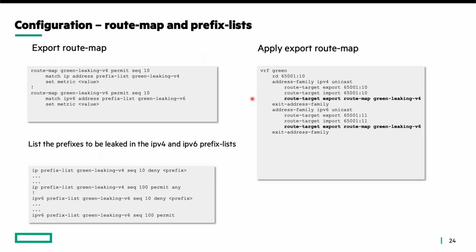So this is really the new command in the address family IPv4 and IPv6. The command is route-target export route-map, and then the name of the route map, which, as I explained before, does not need to exist, but will be applied if it exists.